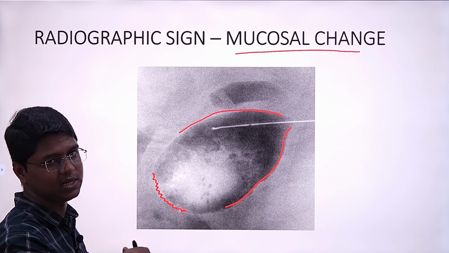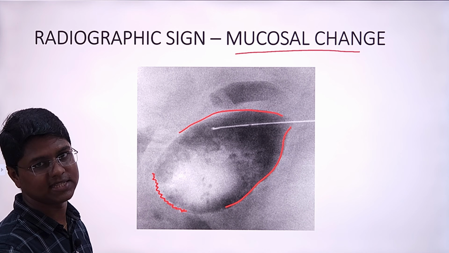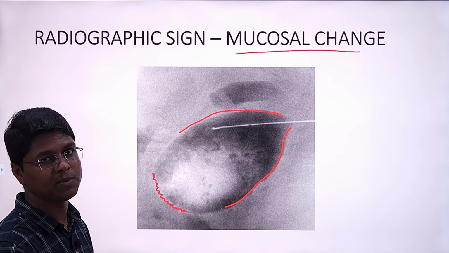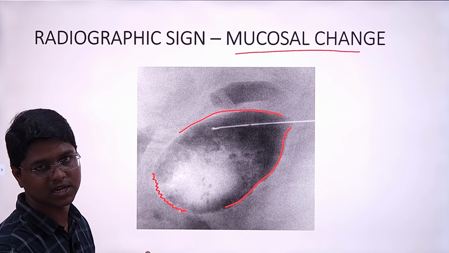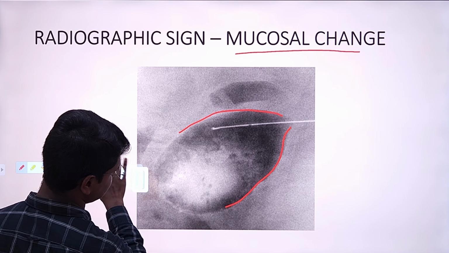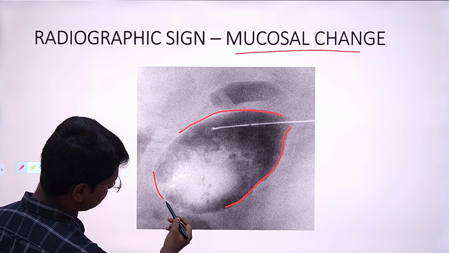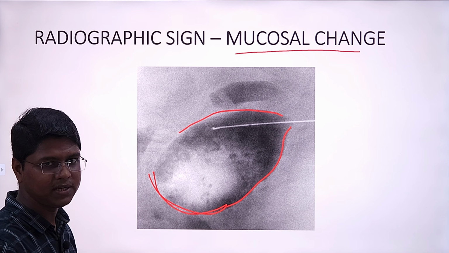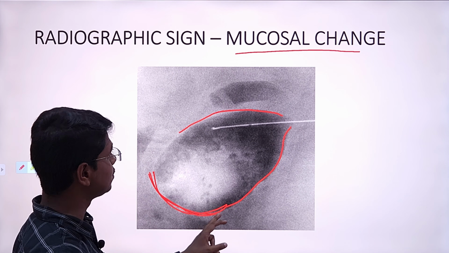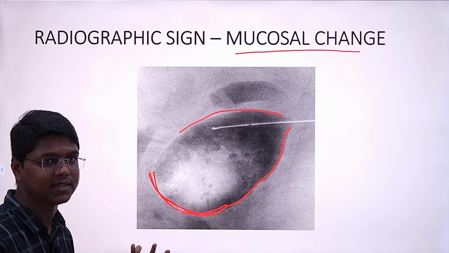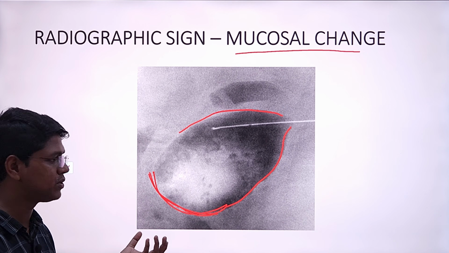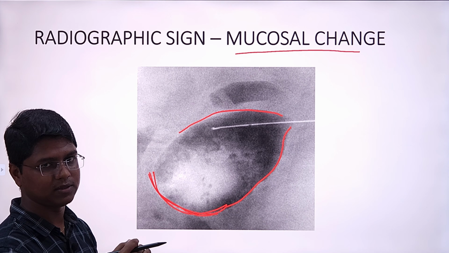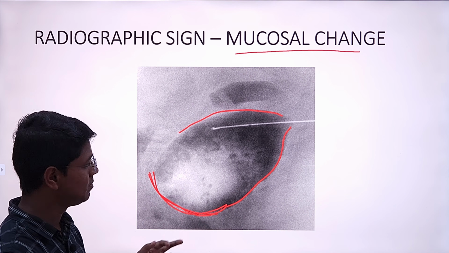Mucosal changes mean hypertrophy of the transitional epithelium. Not only hypertrophy, there might be some tear, some loss of transitional epithelium, so those can be seen. You see this structure. This is the cranioventral margin. Mostly this margin will be affected. So this is basically a case of cystitis. Mucosal change means there is some change in the transitional epithelium.